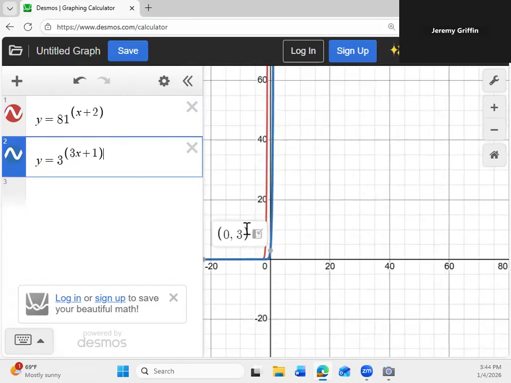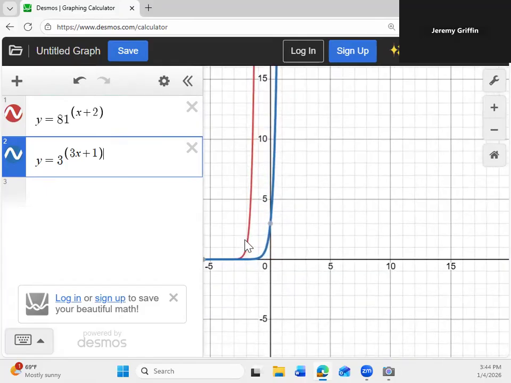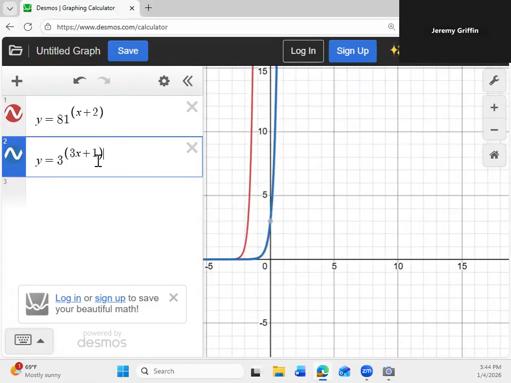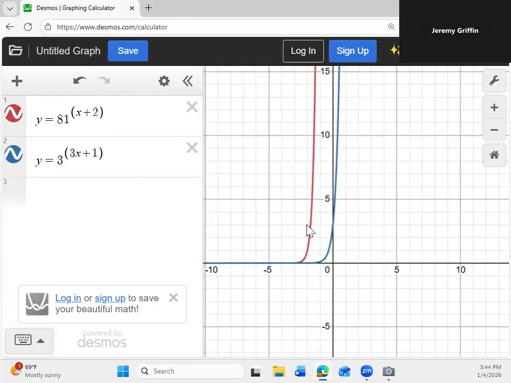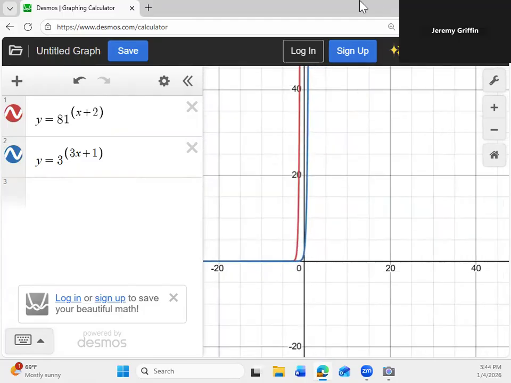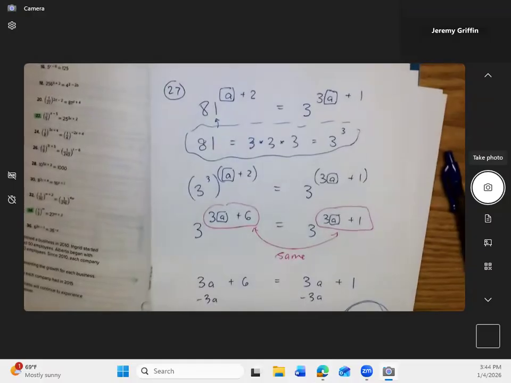You know what? I think these are the same curve, just translated. It's like if you take one curve and just shift it to the left. Yeah, that's what that is, isn't it? Of course, that's why they would never cross. So there's a little alternate way of looking at that. All right, what's next here?